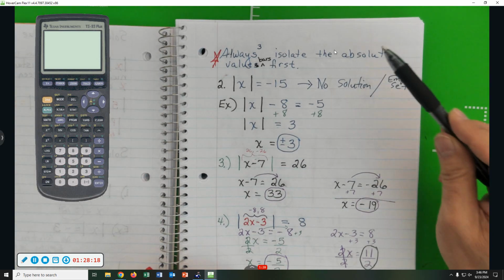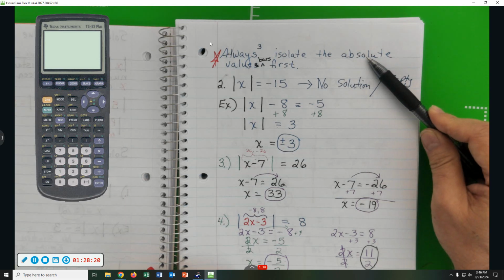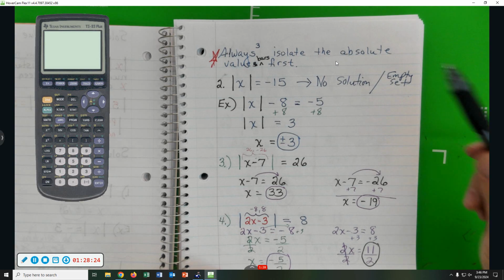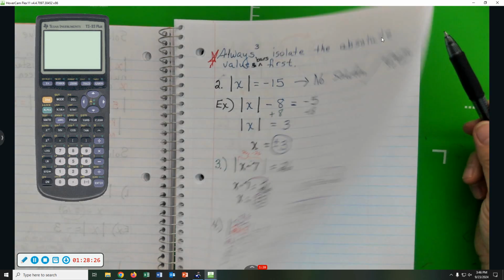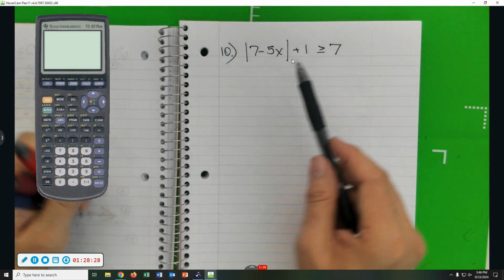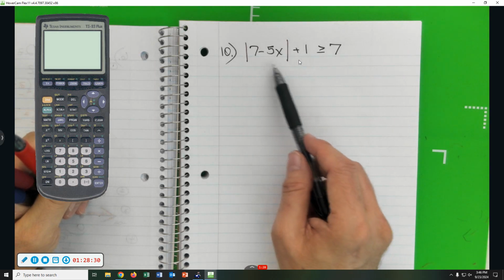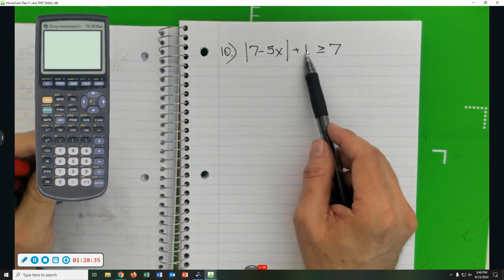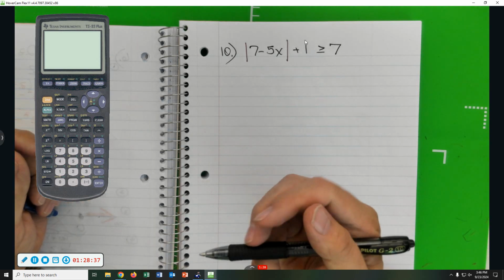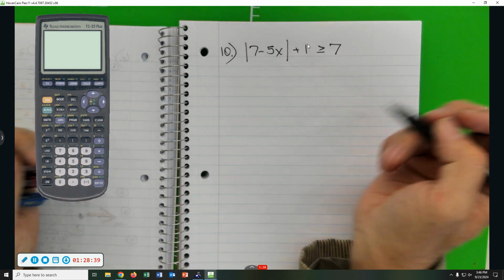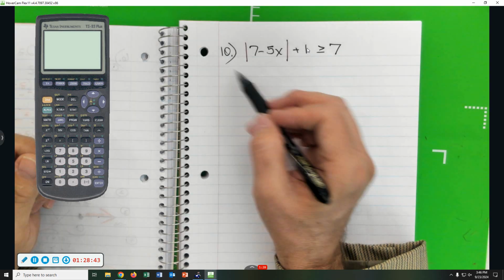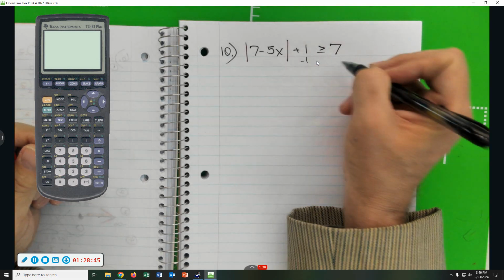Always isolate the absolute value bars first. It doesn't matter whether it's an equation or an inequality. You've got to get the absolute value by itself. So it's an easy enough matter to get those absolute value bars by themselves. I have to get rid of that +1 by doing what? Isolating it. But what am I going to do with the +1 to isolate those absolute values?